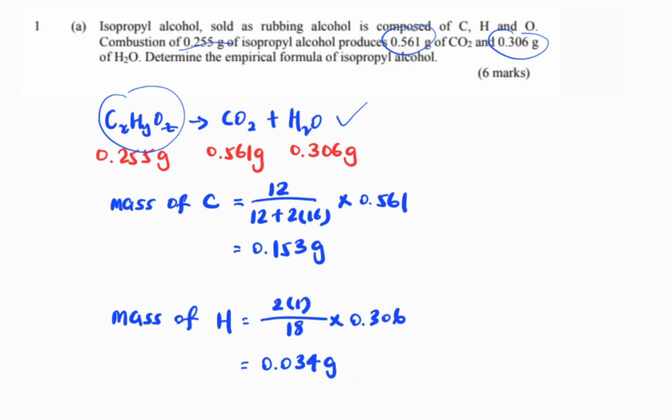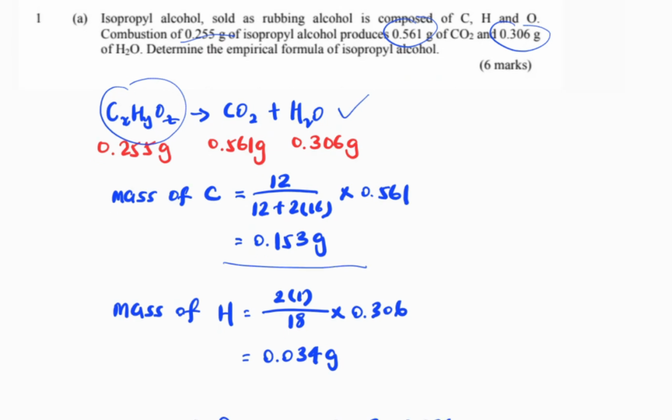We know that one carbon dioxide molecule consists of one carbon atom and two oxygen atoms. So in order to find the mass of carbon, we will use the mass of one carbon atom divided by the mass of the whole carbon dioxide molecule, and then we multiply by 0.561 gram. Then we will get 0.153 gram.